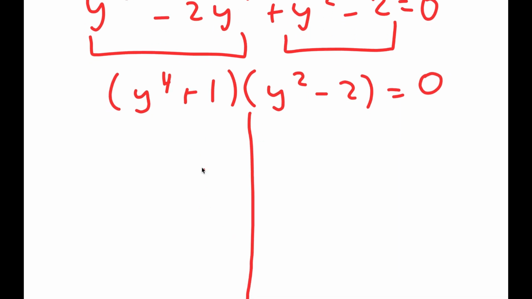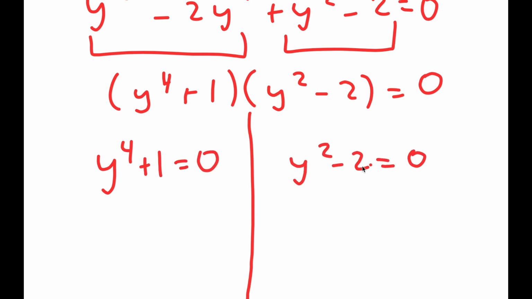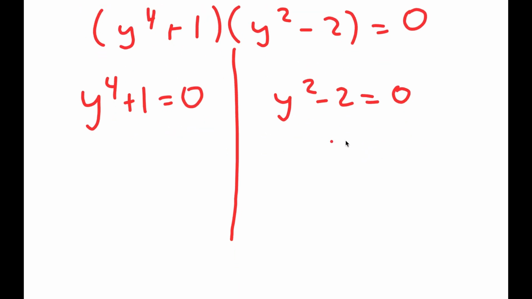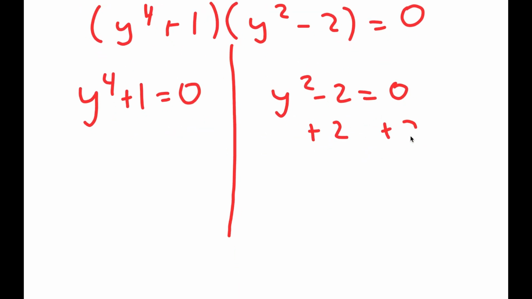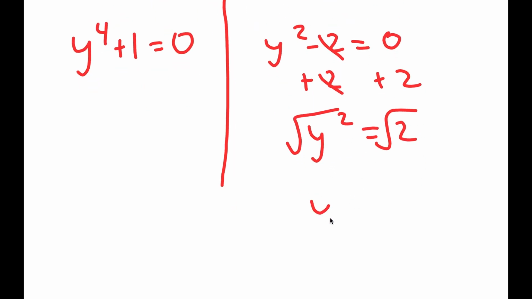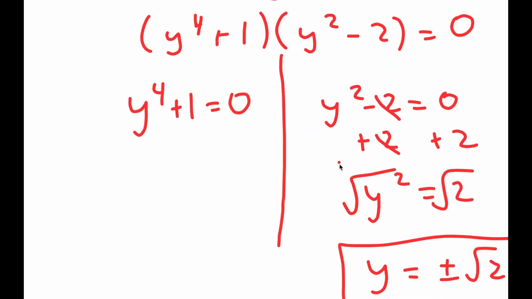So now I get two equations. I get y to the power of 4 plus 1 equals 0, and y squared minus 2 is equal to 0. So for y squared minus 2 equals 0, all I have to do is add 2 on both sides, and I get y squared is equal to 2, and if I take the square root, I get y is equal to positive negative square root of 2. So this is my answer for this. These are two solutions, and for two more solutions, I'm going to rewrite this as y to the power of 4 is equal to negative 1.